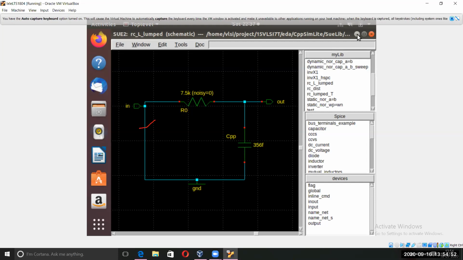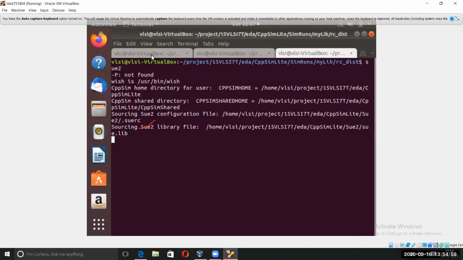Okay, so this is the thing, and it is inside our mylib. So we will go to that one.